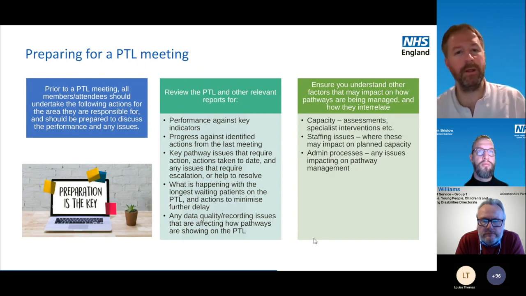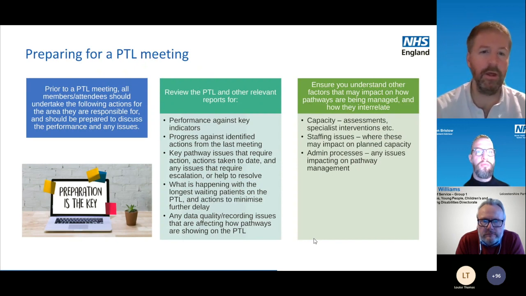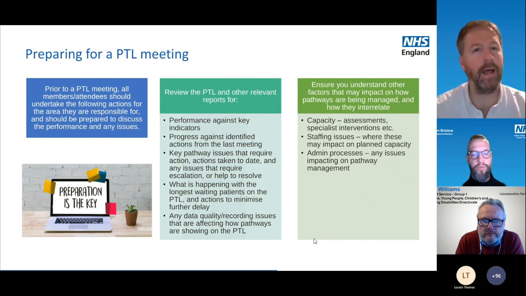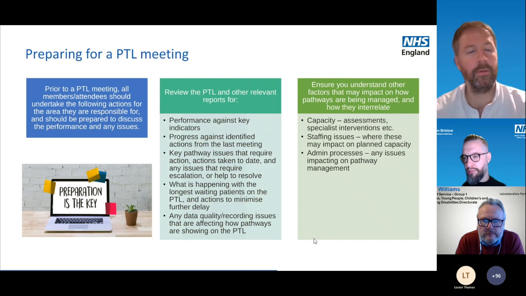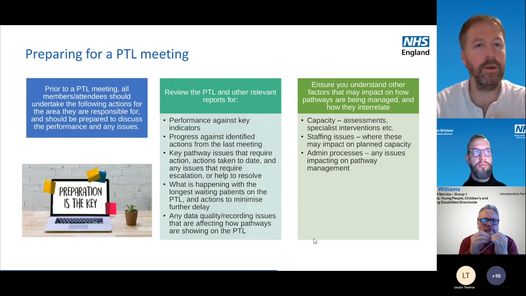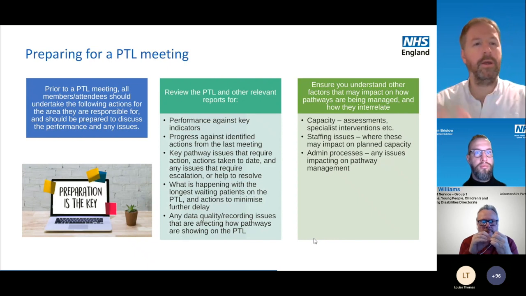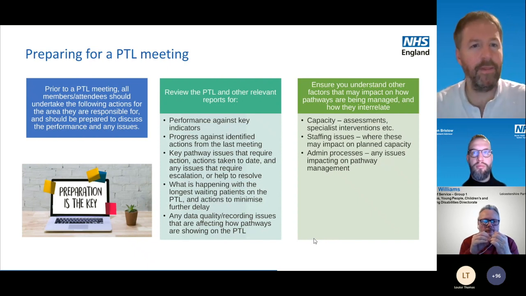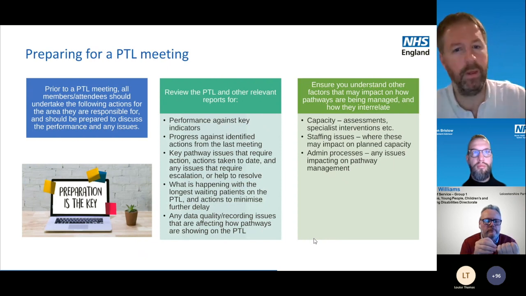So you need to arrive at the meeting understanding what your performance is, understanding any progress in terms of actions, understanding where you are on any trajectories that have been agreed, understanding who your people are that are waiting too long, and with an outline plan about what you want to do about it. And if you can't do anything about it, then PTL is the place where you can escalate that, and you can then not have that responsibility because you know you've done your best and you've carried out your actions, and now it's being escalated to the next level up. That's the purpose of the meeting, to get things done quickly at the right level.